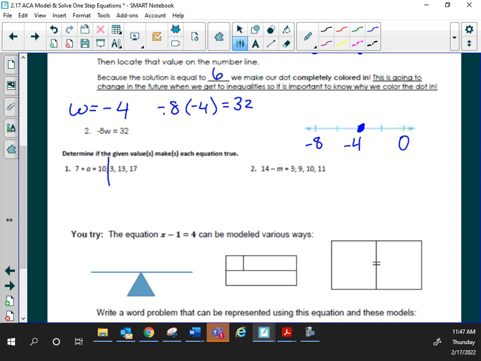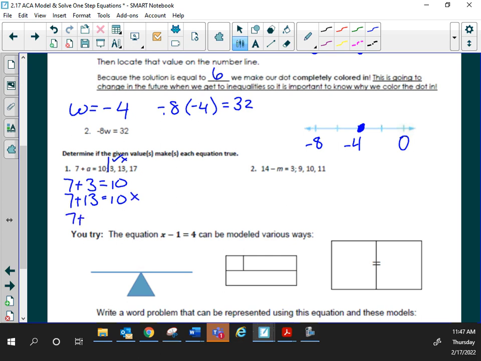You plug it in and you solve it. So let me show you. Okay, I'm going to replace A with each of these values. So 7 plus the first value, 3, is equal to 10. Does that work? Yes. So 3 works. What if I did 7 plus 13 equals 10? I'm just replacing A with that next number. Does that work out? No.